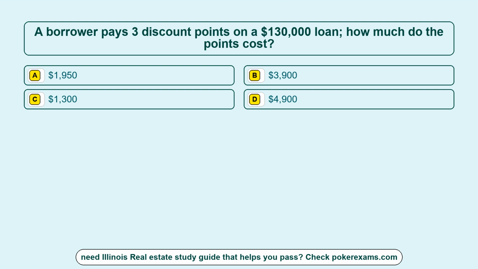Question 6. A borrower pays 3 discount points on a $130,000 loan. How much do the points cost? Option A, $1,950. Option B, $3,900. Option C, $1,300. Option D, $4,900.